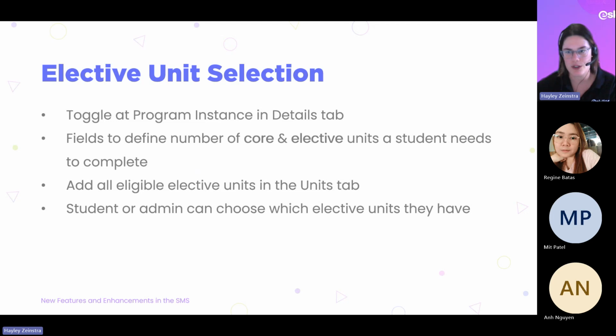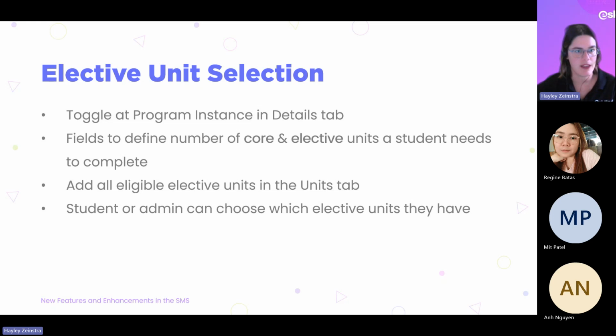And the long and the short of it and how to use it in the system in a little summary. You can toggle this at program instance in the details tab, whether this is a setting that you would like to use if you do want them to have the option to select. You need to toggle that together with populating the fields on how many core and how many elective units a student will need to complete in order to finish the training. As well as that, you'll need to add all of the eligible units into the Units tab, and that's at both program level and program instance level. So that's the setup side of things.